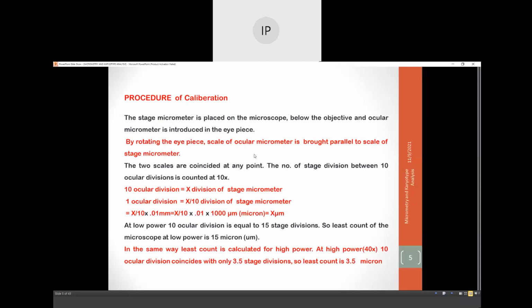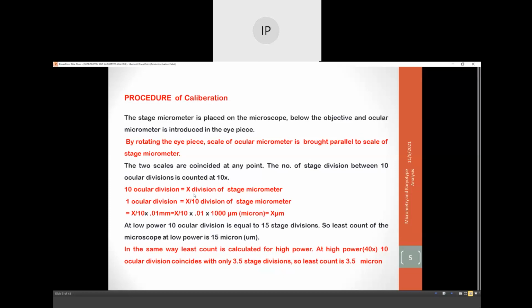The stage micrometer is placed on the microscope below the objective and the ocular micrometer is introduced into the eyepiece. By rotating the eyepiece, the scale of the ocular micrometer is brought parallel to the scale of the stage micrometer. The two scales are coincided at any point. The number of stage divisions between 10 ocular divisions is counted at 10x. This we will see in the next slide.